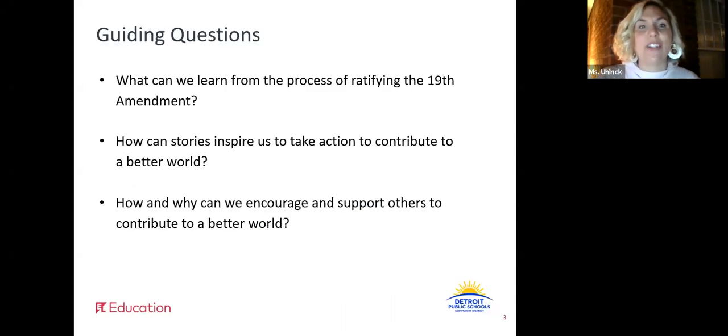All right, first guiding question says, what can we learn from the process of ratifying the 19th Amendment? How can stories inspire us to take action to contribute to a better world? And how and why can we encourage and support others to contribute to a better world?